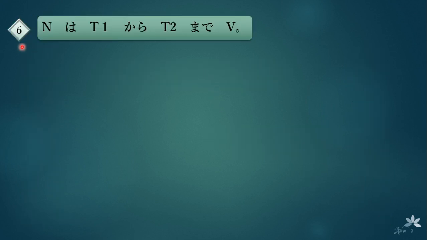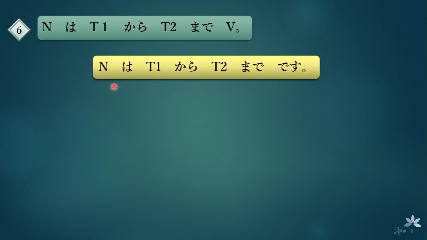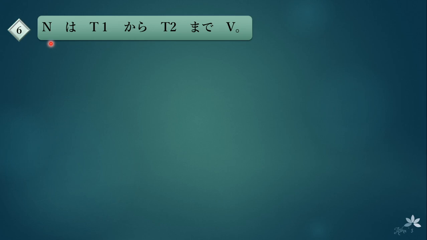Now let's construct the sentence N wa T1 kara T2 made V. In the previous video, I had taught you a similar sentence. Hope you remember it. In that sentence, we said that a place N is from T1 to T2. Right, friends? Now here we are trying to tell that some action is performed from T1 to T2.